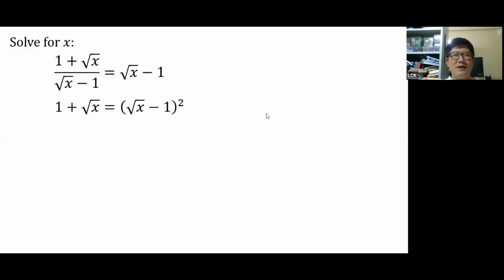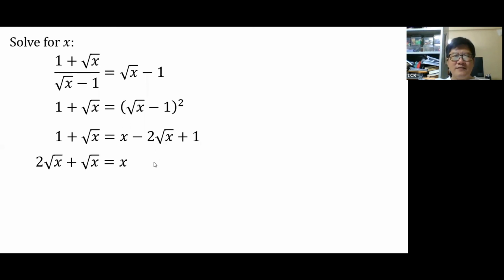Once you have done that, what's the progress you've made? The progress that you've made here is that you've gotten rid of your denominator. And the denominator gives you a big headache here. Here, you have managed to get rid of it. After that, multiply this out. Square root of x times square root of x is x. 2 times this is minus 2 square root of x. Minus 1 squared is plus 1.